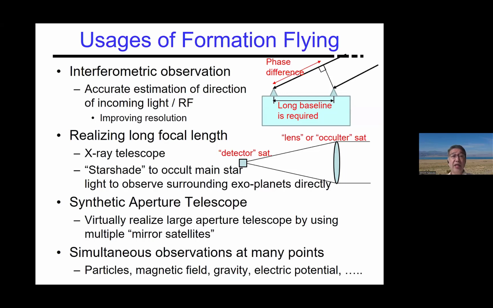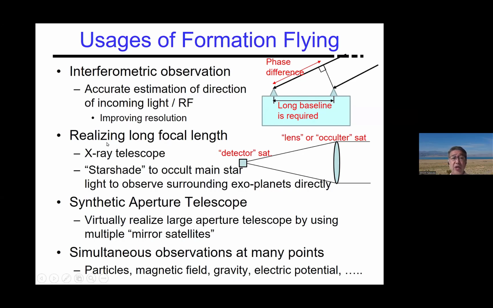So let me summarize the important things of formation flying. Interferometric observation would be possible if, for example, we have two antennas and the RF is coming from this direction, then if we measure the phase difference of just the two antennas, we can obtain high-level information as to the direction of the incoming RF, and that means improving resolution.